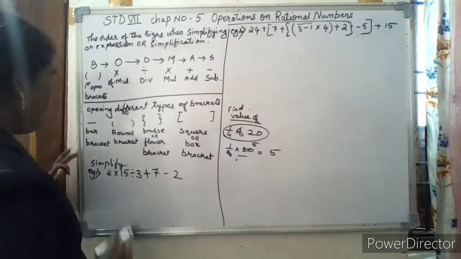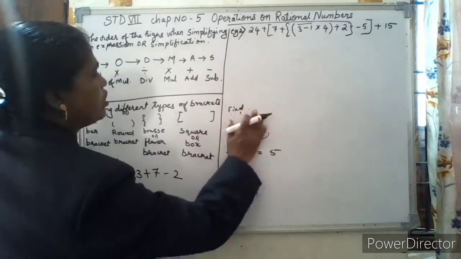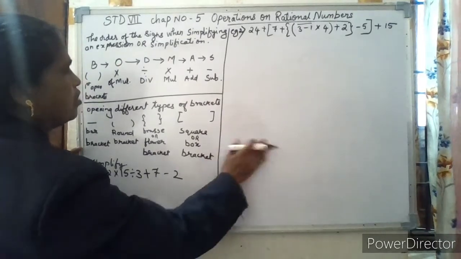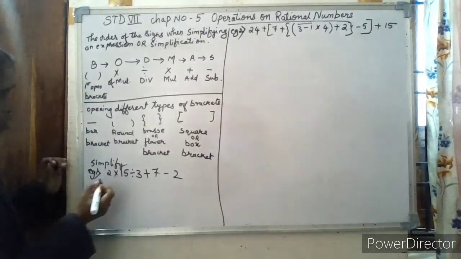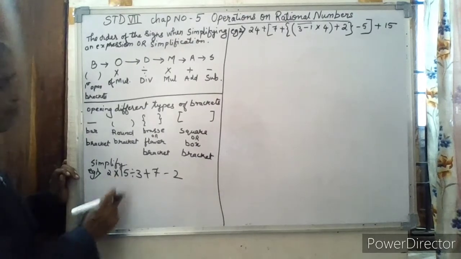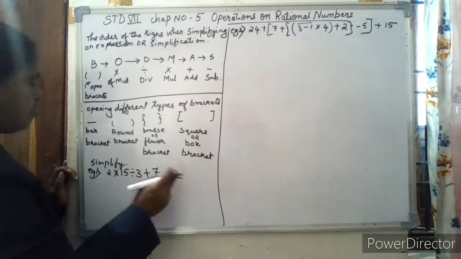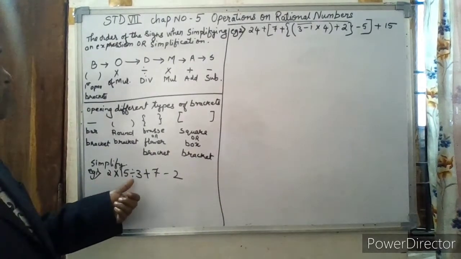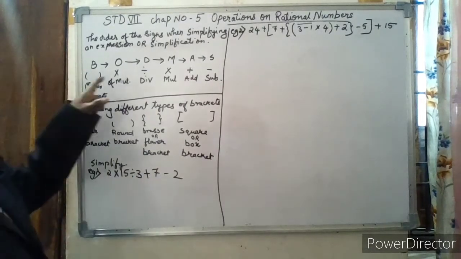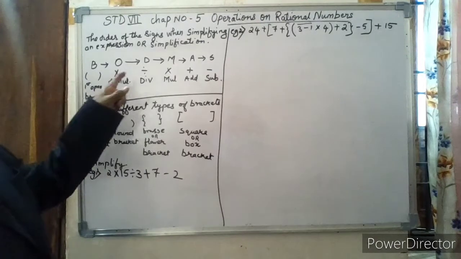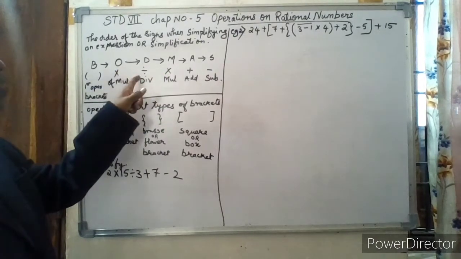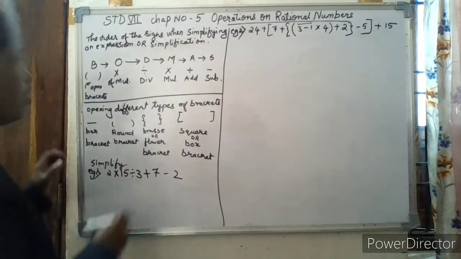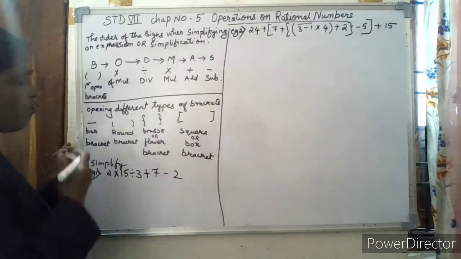Now, very simple simplification you have learnt in your primary class. To recall, let us solve only one question. See, 2 multiplied by 15 divided by 3 plus 7 minus 2. In this simplification, we have the operations of multiplication, division, addition, subtraction. The of multiplication is not there. So you can see that first we have to do division, then multiplication, then addition, subtraction, from left to right in whatever order it comes.